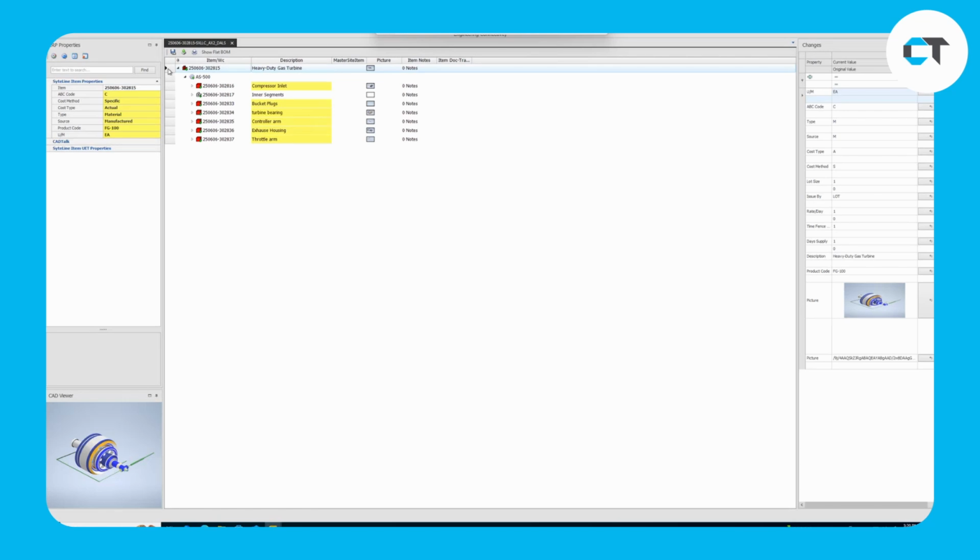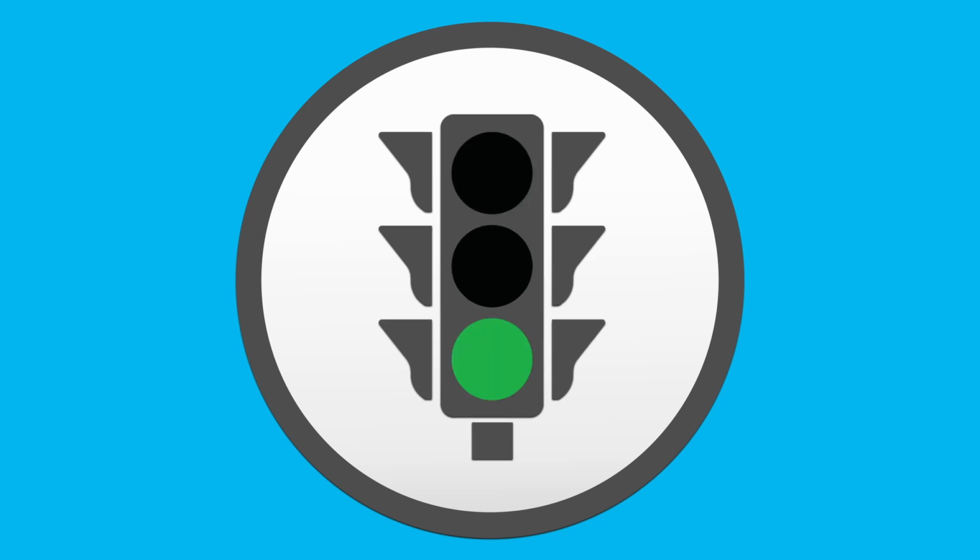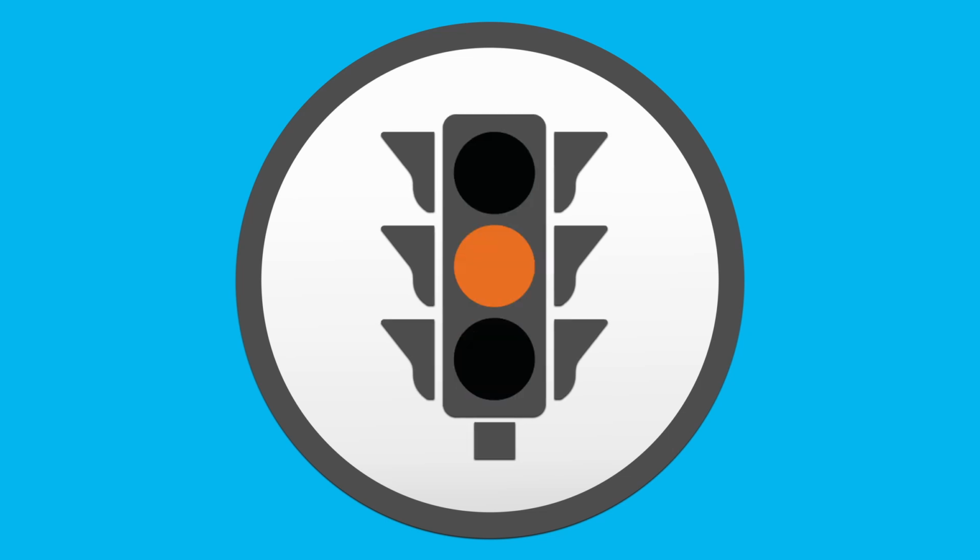The interface color codes everything to help Frank quickly understand what's happening. Red items are brand new and don't yet exist in CSI. Green items already exist in CSI. And yellow means something exists in CSI, but we are proposing changes to it.